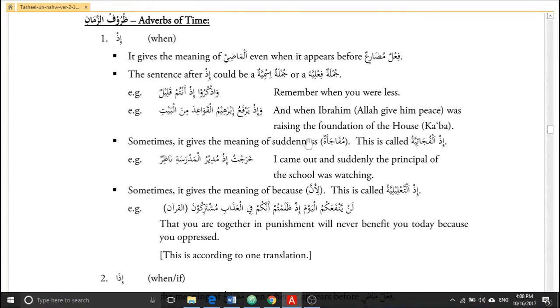So here it says you don't have to know, but if you know the when, then sometimes it comes for sudden. خرجت إذ مدير المدرسة ناظر. So خرجت, I came out, إذ مدير, suddenly the mudir of the madrasa was watching. So here sometimes it is used for sudden, and sometimes it is used for because.